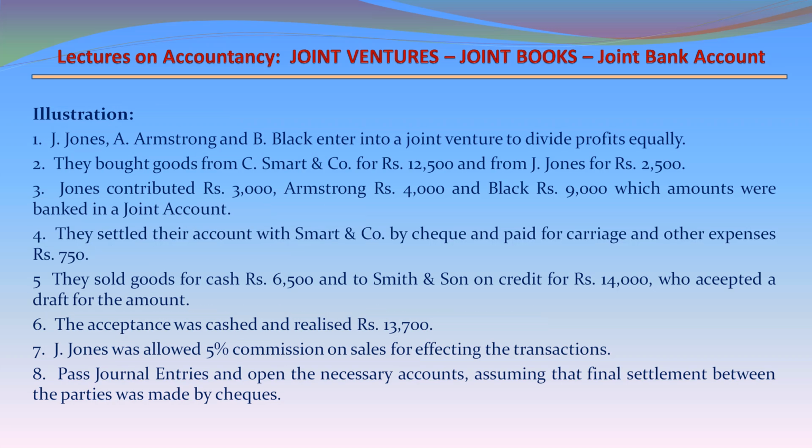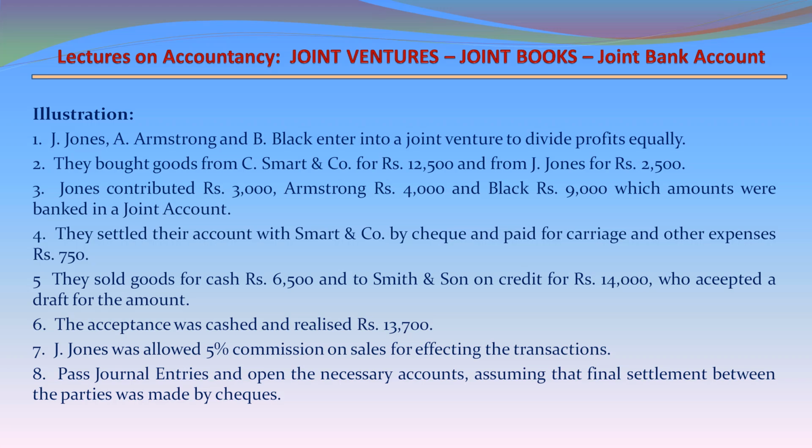Illustration. J. Jones, A. Armstrong and B. Black entered into a joint venture to divide profits equally. They bought goods from C. Smart and Company for Rs 12,500 and from J. Jones for Rs 2,500. Jones contributed Rs 3,000, Armstrong Rs 4,000 and Black Rs 9,000, which amounts were banked in a joint account. They settled their account with Smart and Company by check and paid for carriage and other expenses Rs 750.